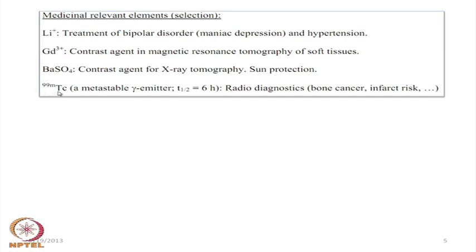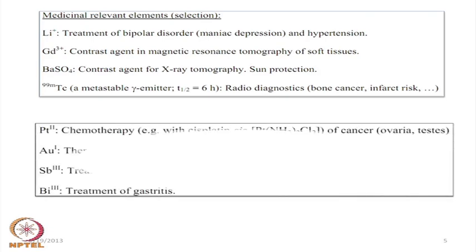lotion, and technetium having an isomer with a 99-minute lifetime, which is a gamma emitter, a metastable species with atomic number 99, atomic weight 99. So, it can be utilized for diagnosis in bone cancer and some other cases also.